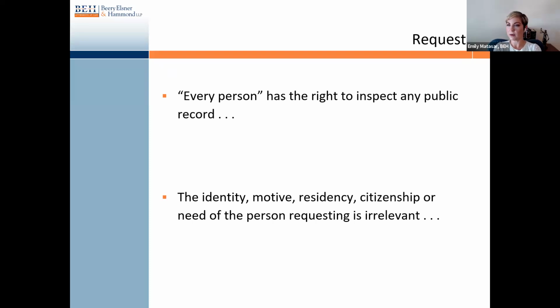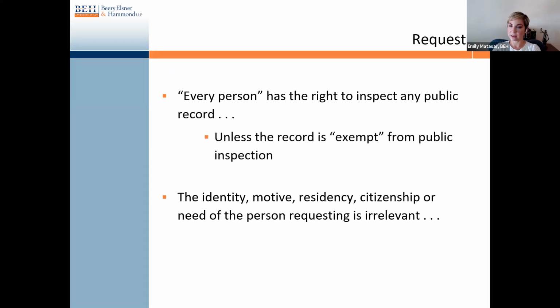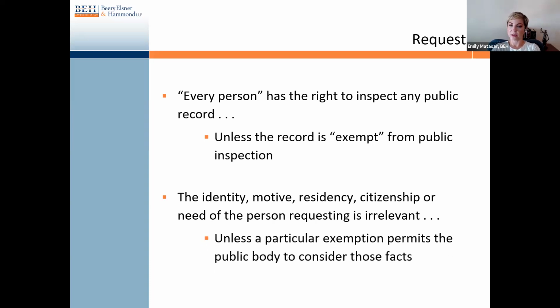Okay, so let's talk about records requests now. Every person has the right to inspect any public record unless the record is exempt from public inspection. The identity, motive, residency, citizenship, or need of the person requesting is irrelevant unless a particular exemption permits the public body to consider those facts.